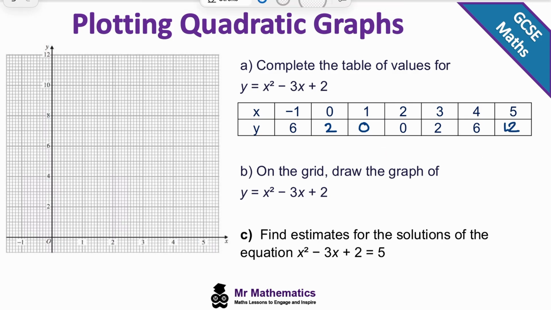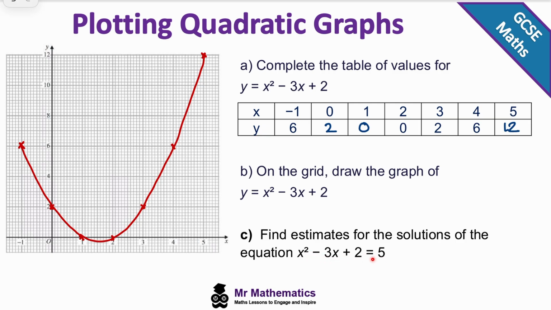So now we'll plot the points on the grid. Negative 1, positive 6. 0 and 2. 1 and 0. 2 and 0. 3 and 2. 4 and 6. 5 and 12. And then we'll make the smooth curve. Something like that.